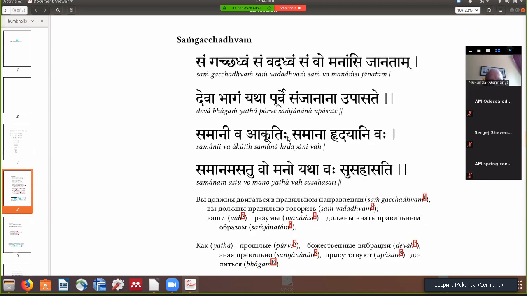Any more questions on the alphabet? Otherwise, I would start now with the first live example of Sanskrit.